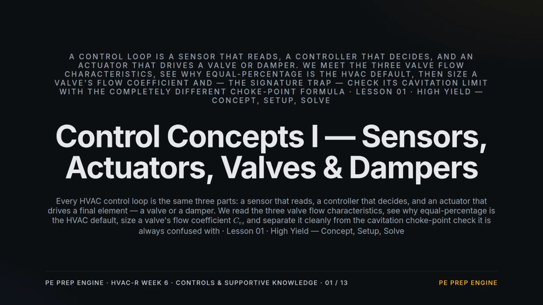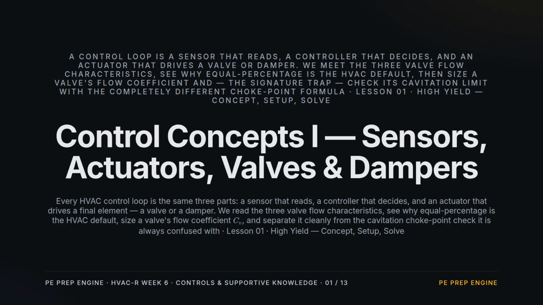Week 6, Lesson 1, Control Concepts Part 1: Sensors, Actuators, Valves, and Dampers. Every HVAC control loop is the same three parts: a sensor that reads, a controller that decides, and an actuator that drives a final element, a valve or a damper.